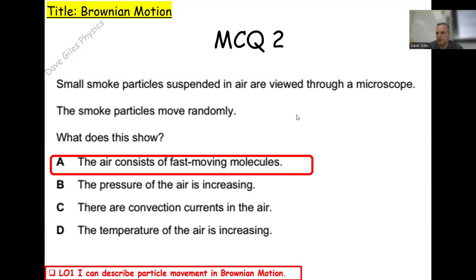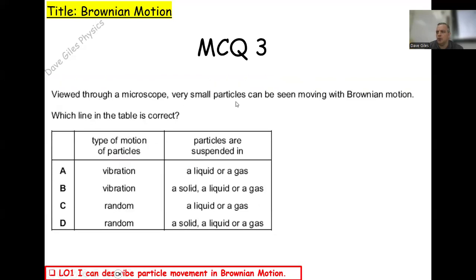Okay, question 3. Viewed through a microscope, very small particles can be seen moving with Brownian motion. Which line in the table is correct? Sorry, I misread that. My mistake. Well, the type of motion is random. And in order for it to happen, it needs to be in something where the particles can flow. So they can flow in a liquid and gas, so a fluid, but particles don't flow in a solid. So the answer is C.